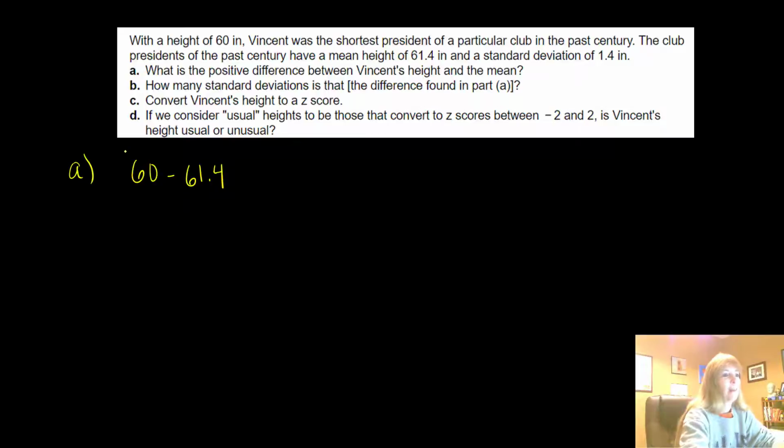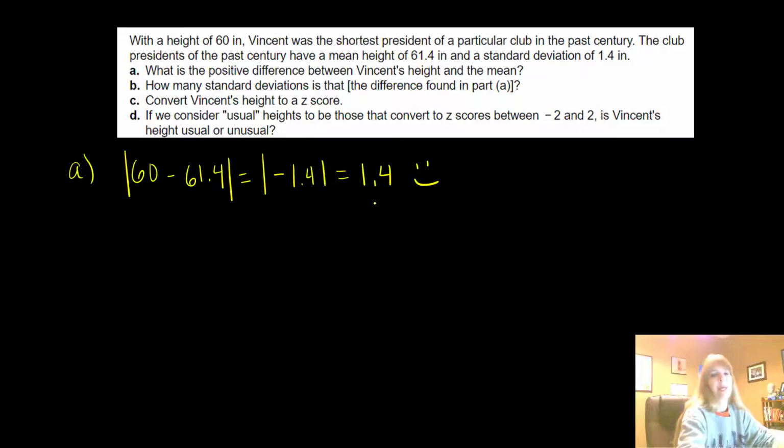It says the positive, so you're going to take the absolute value. Of course it'll be negative 1.4, which absolute value would be 1.4. Happy? Happy. Okay, part B. How many standard deviations is that, the difference found from part A?